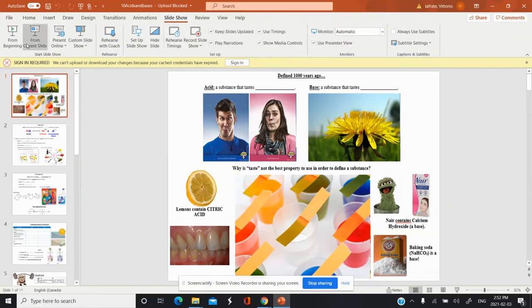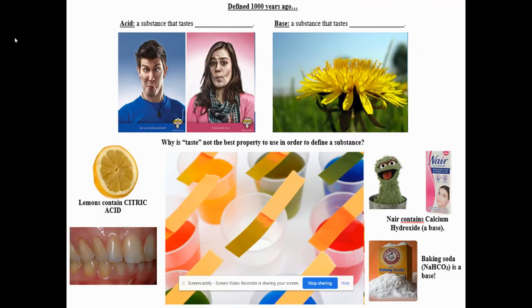So let's review acids and bases. Many years ago, acids and bases had a very simple definition. Acids were substances that tasted sour, like the juices of a lemon, and bases were substances that tasted bitter.